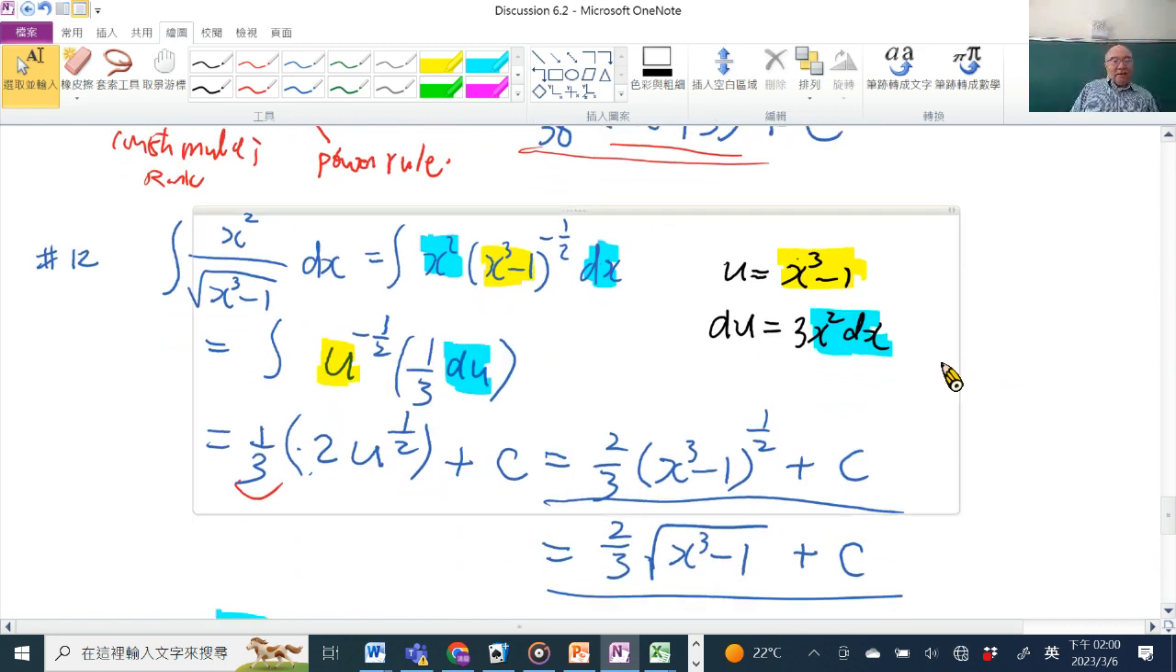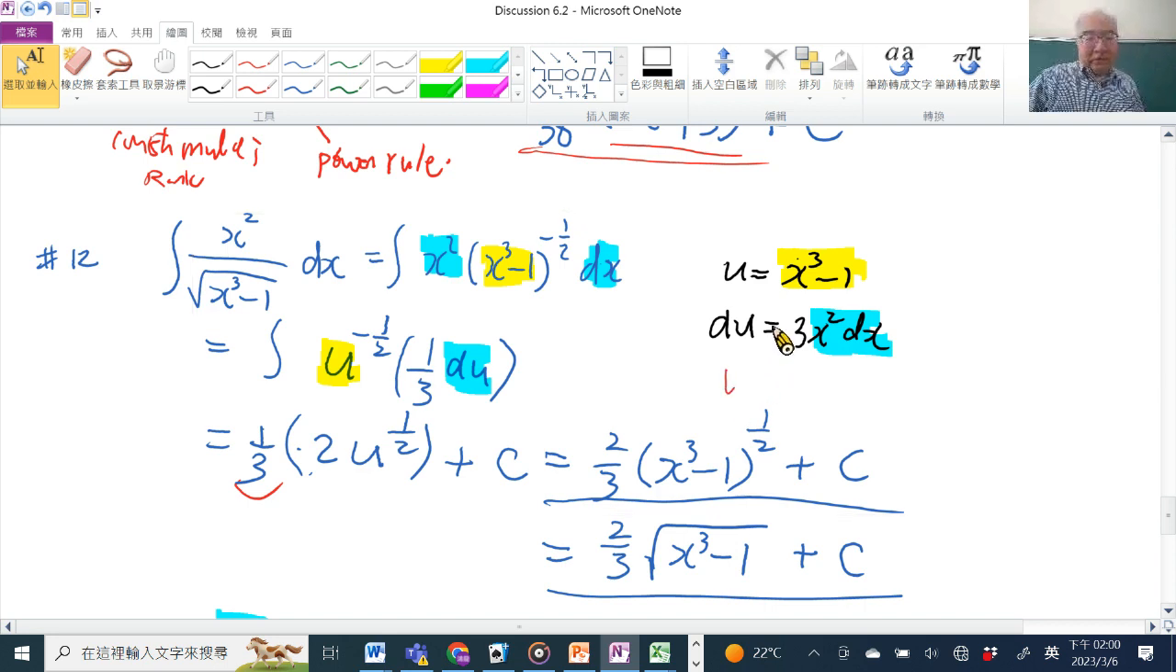Okay, and for number 12, using this form might be easier. We bring down 1 over 2, and the power becomes negative 1/2. So we have 1/3 to the front. Inside the parentheses, we have x to the power 3 minus 1. The derivative becomes 3x squared, and crossing away 3 with the 1/3 gives coefficient 1. It happens to be exactly the same thing as this, so we do have the correct solution for this particular question.